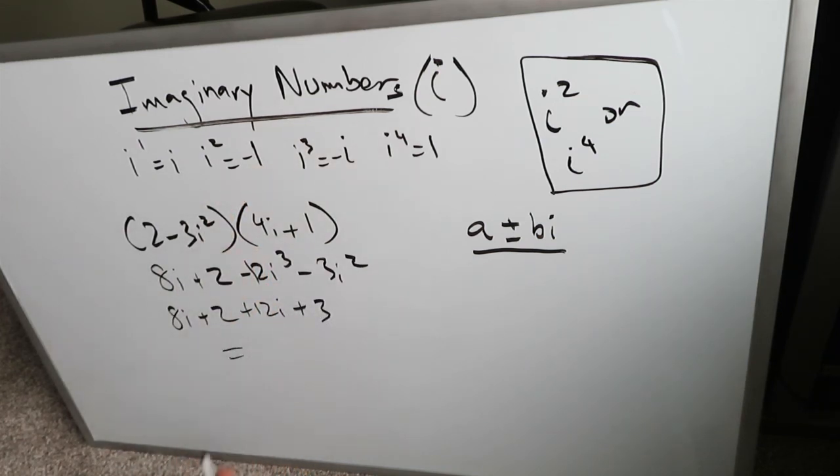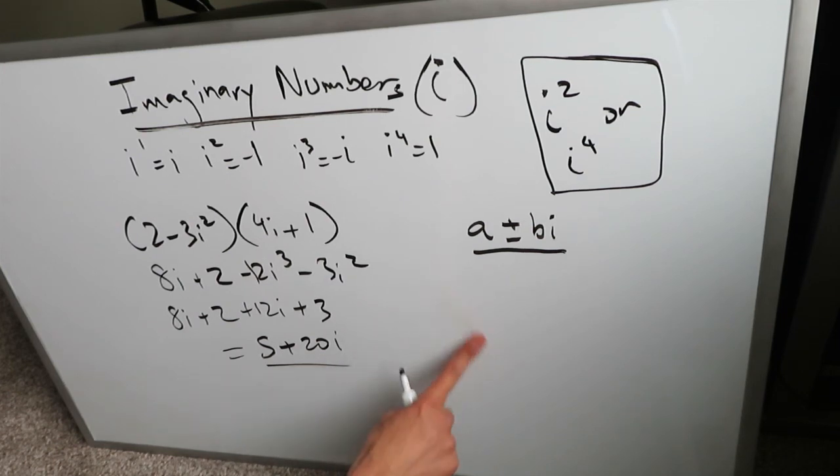Now the very last step, simplifying it. 2 plus 3 is a 5. 8i plus 12i is a 20i. And it's written in the proper format, a plus minus bi. It's a form of a conjugate, alright? A conjugate imaginary number. So keep all of these things I've shown in this video in mind.